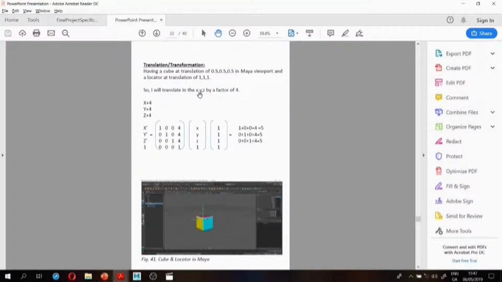Now we'll do a translate by a factor of 4, meaning x plus 4, y plus 4, z plus 4. So x dash will be 1 in the x direction, then 0, 0, by factor 4. Y will be 0, 1, 0, and by factor 4. The same goes with z, which is 0, 0, 1, and 4, then 0, 0, 0, and 1. Once you multiply, 1 multiplied by 1 is 1, 0 multiplied by 0 is 0, 0 multiplied by 0 is 0, and 4 multiplied by 1 is 4. So you get 5. Same here, you get 5. This viewport shows you the location of the cube and the locator.